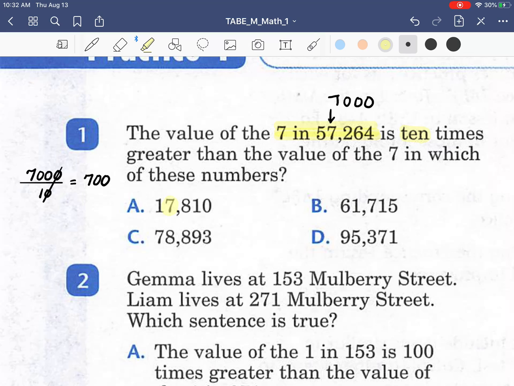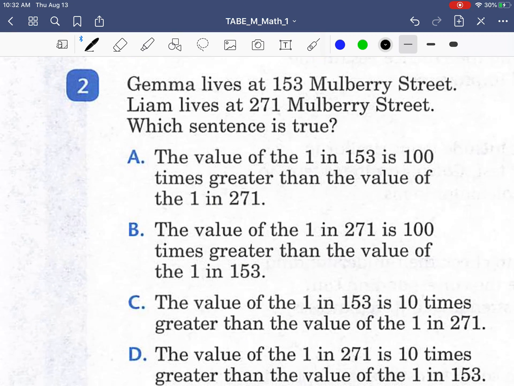This is 7,000. This is 7 10,000s. 700 and 7 tens. So the answer that we want is B. 7 in the hundreds position. 700. So this lesson is going to involve building up and breaking down, and I'll help you figure those out as we go. I think by the time we get to the last one, you'll have the hang of this process.